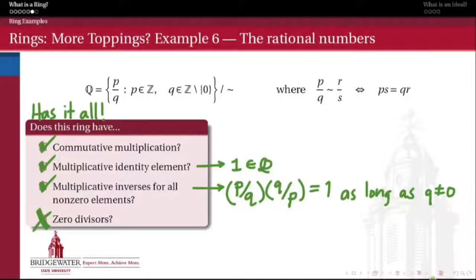So the rational numbers have everything on the menu. They're a ring with everything on it. The multiplication is commutative, there's a multiplicative identity element, everything besides 0, the additive identity, has a multiplicative inverse, and therefore there are no zero divisors. So this is an example of a ring that truly has every property we could ask for.